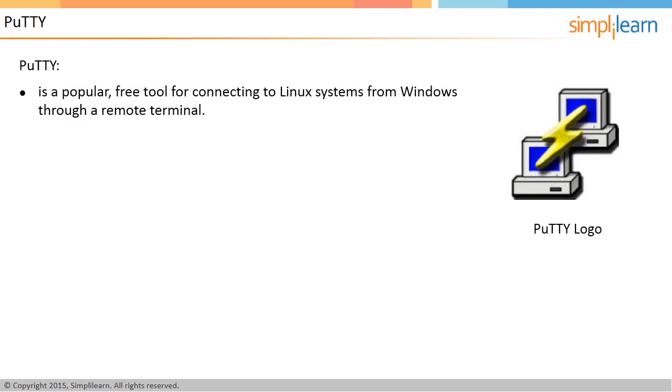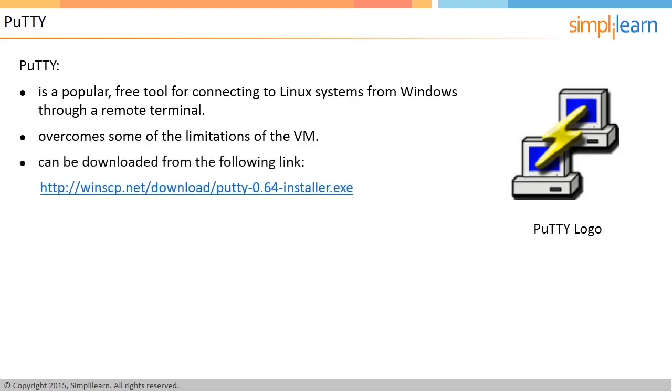WinSCP is a popular tool for copying files between Windows and Linux. It stands for Windows Secure Copy. It can be used to copy the files from the local Windows to the Ubuntu VM running in the VMware Player. WinSCP can be downloaded from the given link.